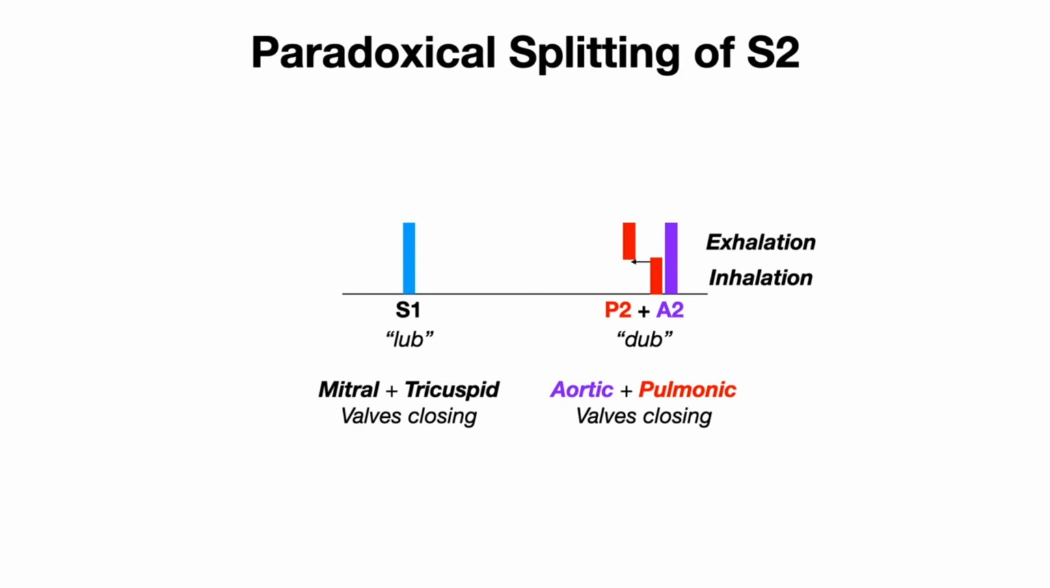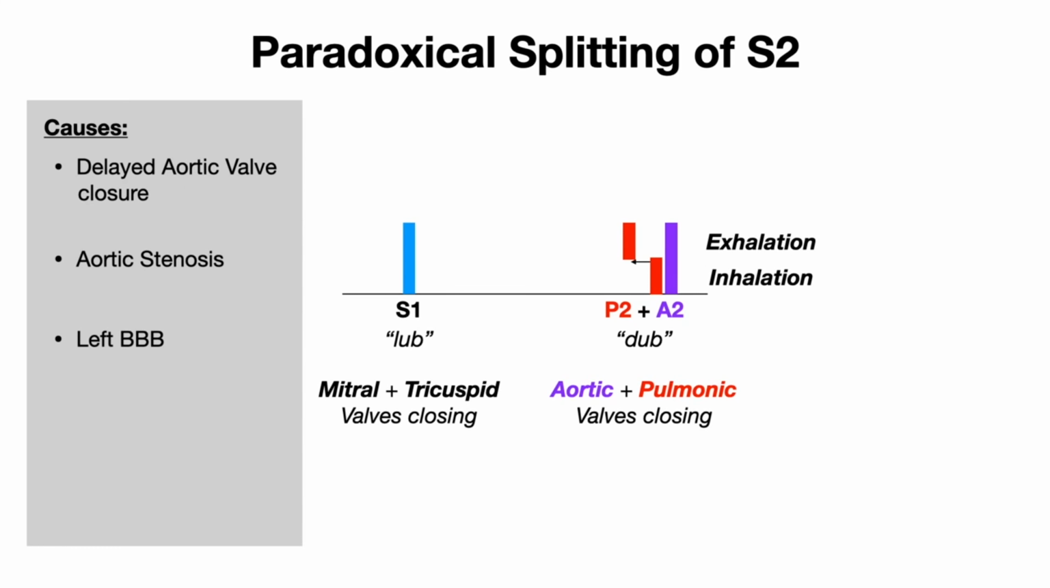And this really throws medical students for a loop, so I'm probably going to over-explain this so that you really hammer this home. So paradoxical splitting is caused by anything that causes delayed aortic valve closure. And the classic examples on your test will be either aortic stenosis or a left bundle branch block. So let's look at our graph here.